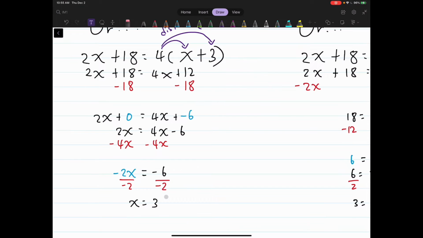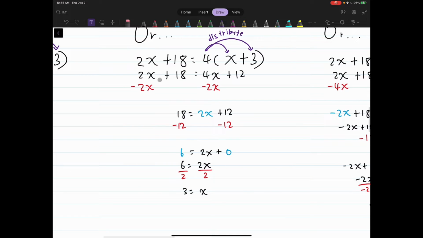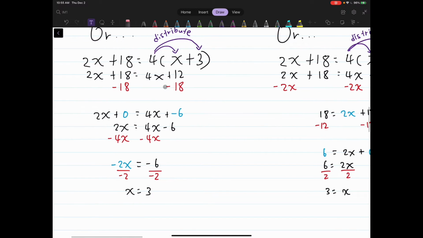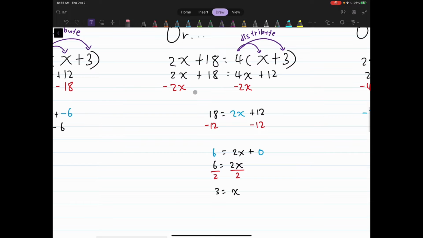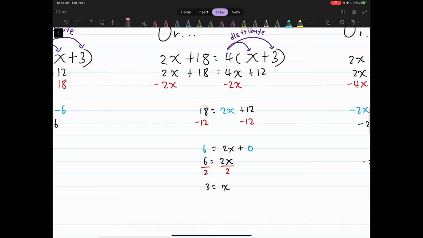But if you look at this here, we got 2x plus 18, once again distribute, that's no different. This time around, instead of subtracting 18 first, I'm going to get rid of the 2x first. So subtract 2x, 2x minus 2x is in fact just 0, right? And then 0 plus 18 is just 18, right? That's why I just had the 18 there. And then 4x minus 2x is just 2x and plus 12.